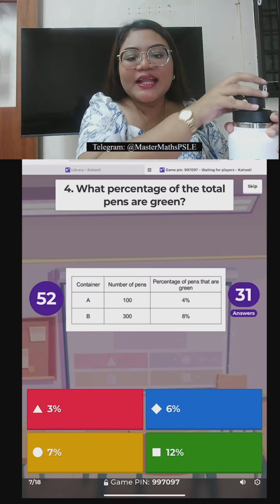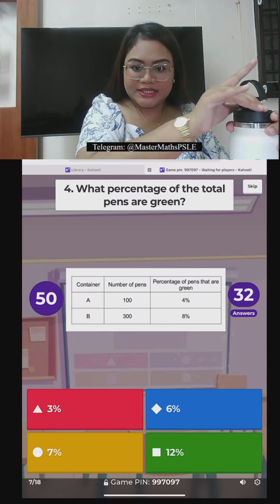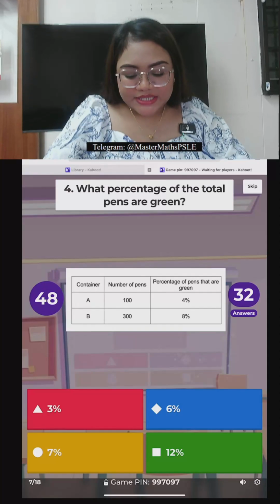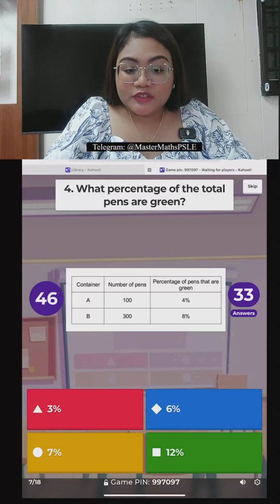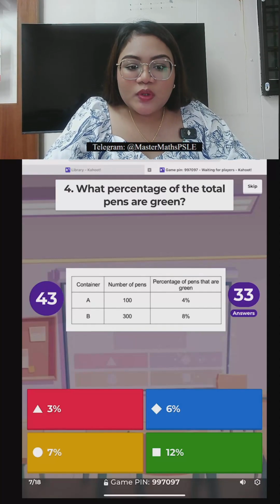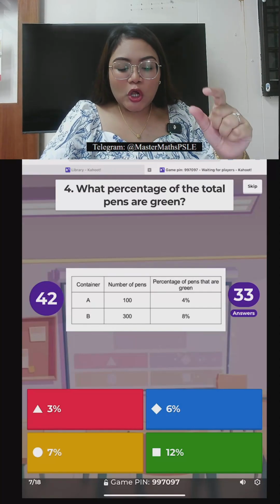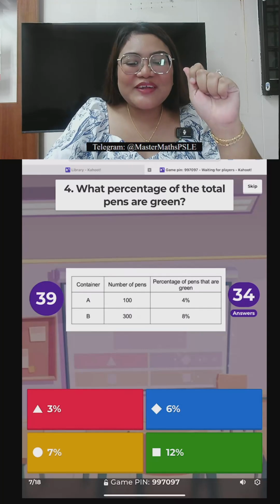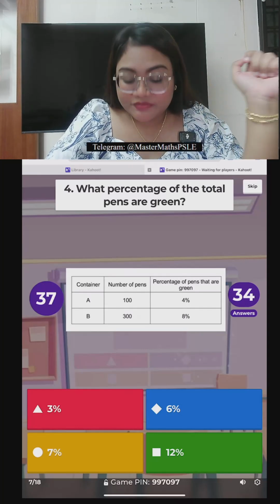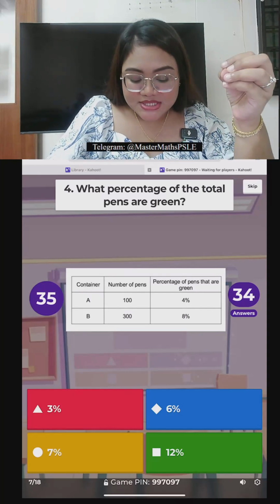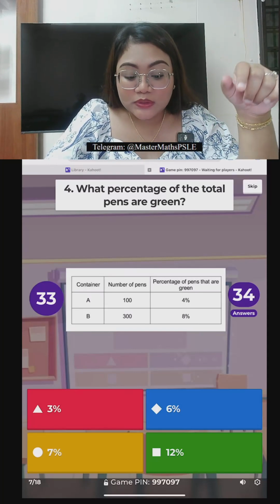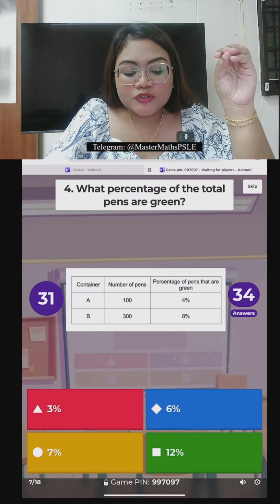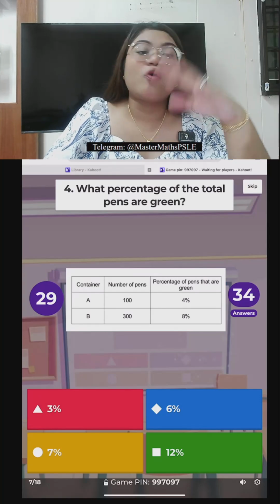Okay, let me give you a hint, yeah? Yet another hint. You have about 50 seconds left. The percentage of the total pens are green. So you want to find the total green pens first. So use the percentages and the total pens in each container to find the total green pens in both containers. Okay?